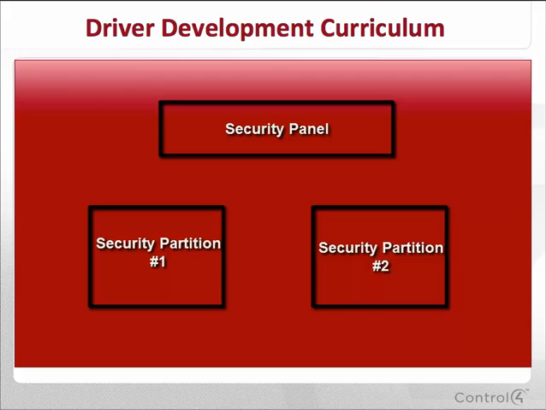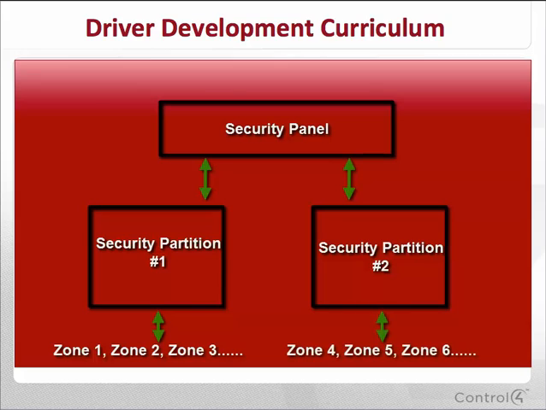The security panel proxy handles setup and general functionality for the entire security panel, while partition proxy number 1 handles arming, disarming, and alarms for partition 1, and partition proxy number 2 handles those responsibilities for the zones in its partition. The security template supplied by Control4 defaults to including 2 partitions. You may need to add additional instances of the partition proxy to match your security panel.